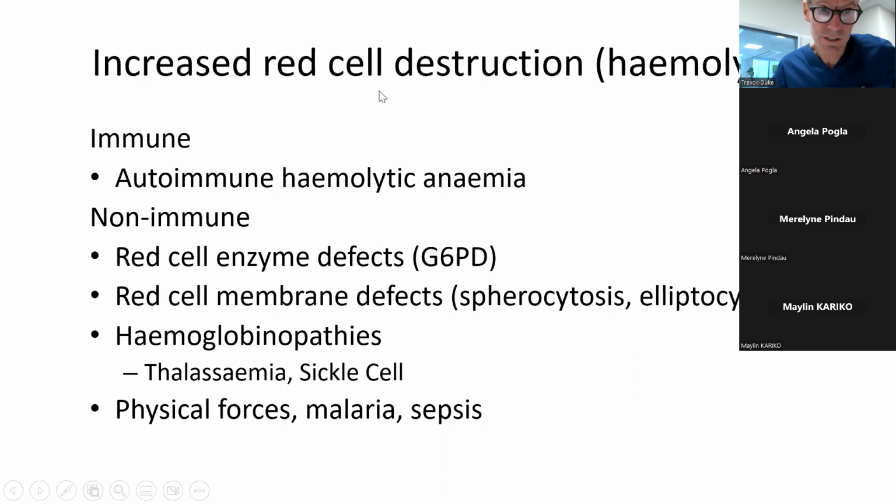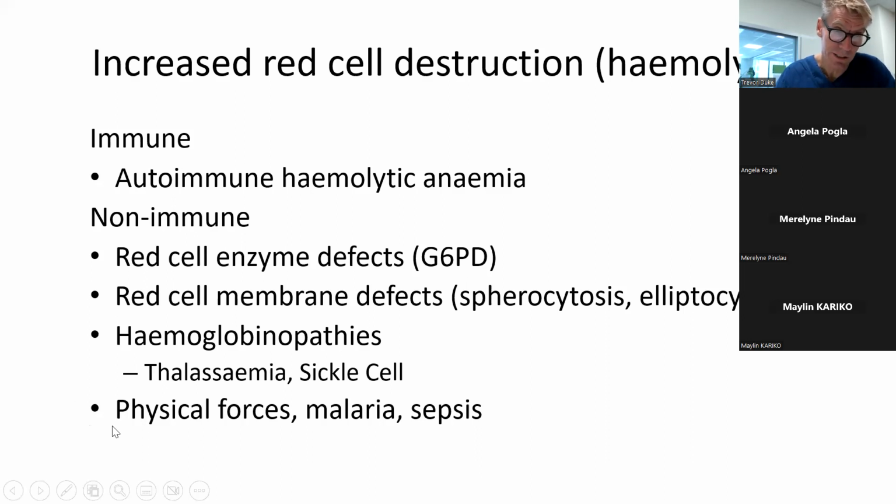We'll talk a bit about hemolysis at a later lecture, I think, but just to know, there are broadly two types of hemolysis. One is immune hemolysis related to antibodies, and the other one is non-immune hemolysis. And I've already mentioned a few of these before, but there are some defects in red cell enzymes like G6PD deficiency, some defects in red cell membranes, that is the membranes that surround the red cell, so spherocytosis and elliptocytosis. And then there are some defects that involve the hemoglobin itself, the peptide change of the hemoglobin, which we'll talk a bit more about today, thalassemia and sickle cell disease.